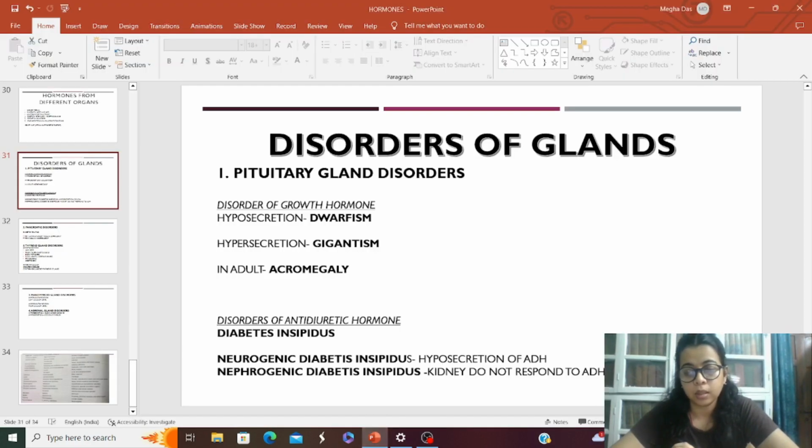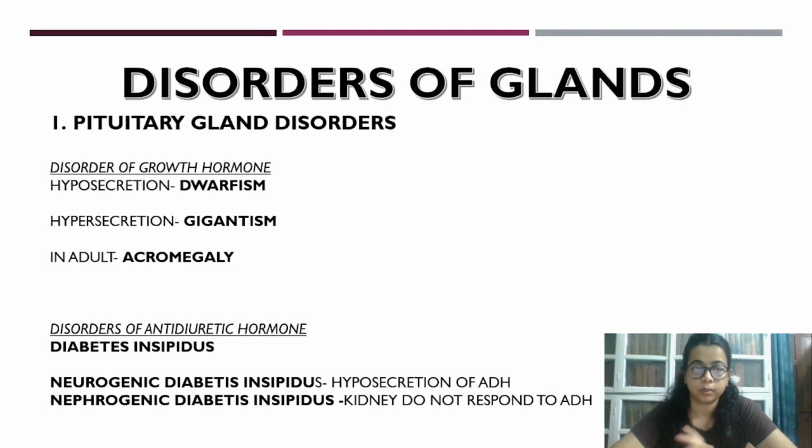First we are going to discuss the pituitary gland disorders, and in this portion also, the disorder of the growth hormone and the disorder of the antidiuretic hormone. We have already discussed what is pituitary gland, what are the two types of pituitary, anterior and posterior, and what type of hormones are secreted from anterior and from posterior. We have already discussed that in detail. If you don't know all that, then do watch the pituitary gland video, which I will give in the description box. Then disorders of the growth hormone.